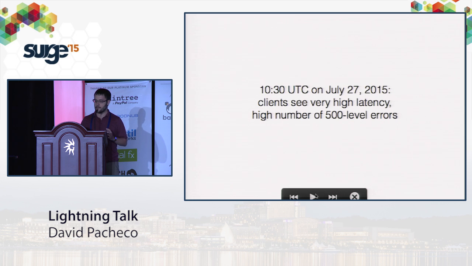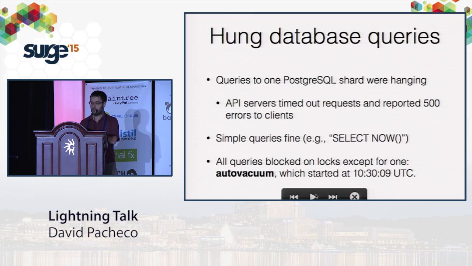So the outage happened at 10:30 UTC on July 27th, and clients started to see very high latency, followed by a bunch of 500-level errors. It's a classic case of a client making a request, there's a problem internally, and the API servers time out after 2 minutes and send back a 500. We were able to tell pretty quickly that the problem was on one particular Postgres database, and simple queries to that database were totally fine, like select now. The database itself was not hosed, but all queries on this one table, which we use for Manta, were totally stuck. In fact, there was only one query in the entire database that was not blocked on locks for an extended period, and that was an autovacuum that started at 10:30, which is obviously an interesting coincidence.